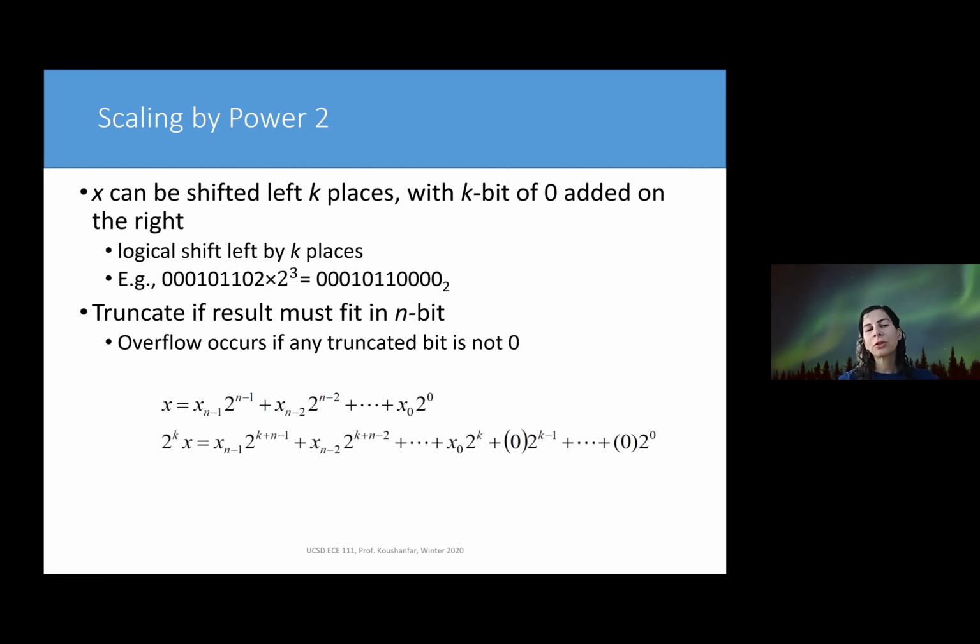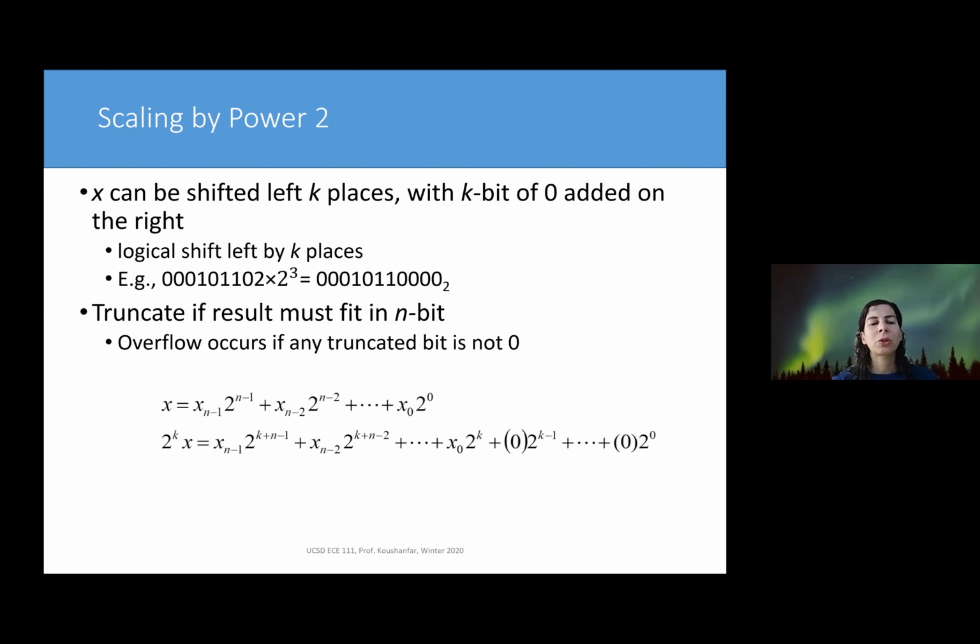But you could also have this scaling in Verilog. Scaling by a power of 2 means that you could shift to the left k places. Remember that number system we described? The first bit was 2 to the power 0, the second one was 2 to the power 1, and so on and so forth. So every time you shift, it's just like you're scaling by a power of 2.